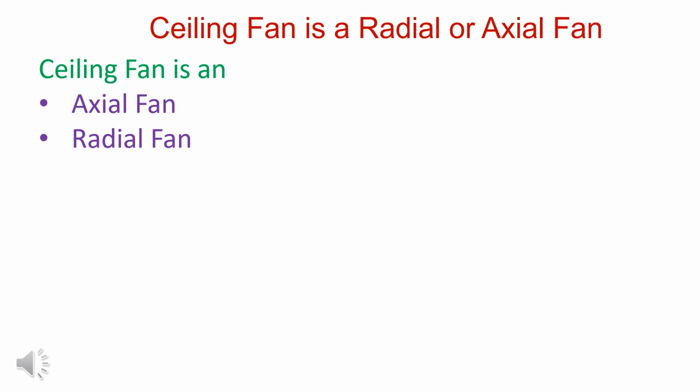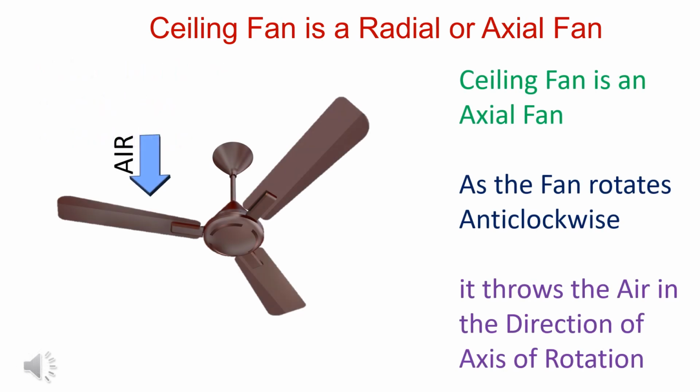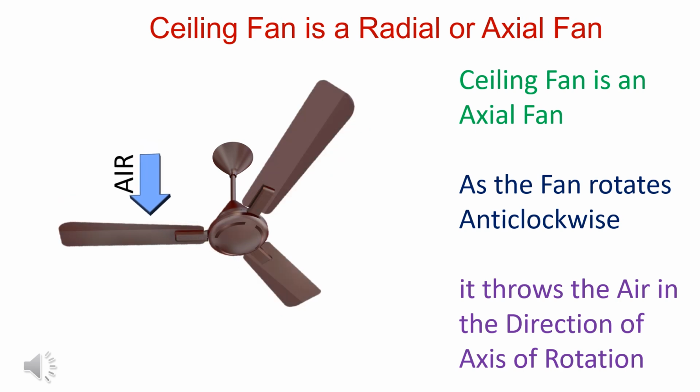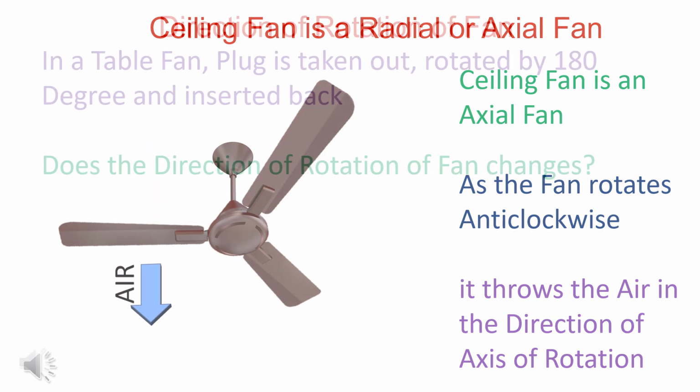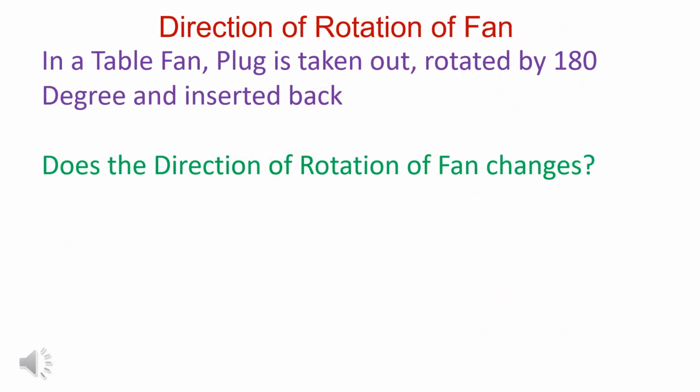Is a ceiling fan an axial fan or a radial fan? A ceiling fan is an axial fan. As the fan rotates anti-clockwise, it throws the air in the direction of the axis of rotation. In a table fan, the plug is taken out, rotated by 180 degrees and inserted back. Thus the direction of rotation of the fan changes.